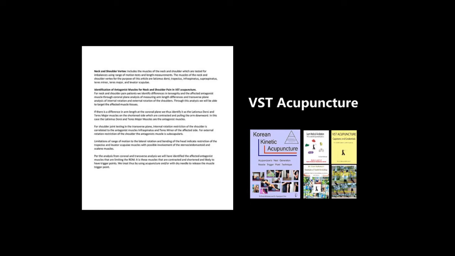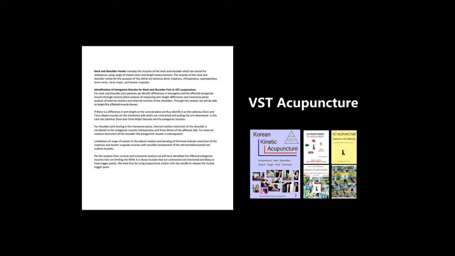So the neck and shoulder vertex includes the muscles of the neck and shoulder, which are tested for imbalances using range of motion tests and length measurements. The muscles of the neck and shoulder vertex for the purposes of this article are latissimus dorsi, trapezius, infraspinatus, supraspinatus, teres minor, teres major, and levator scapulae.